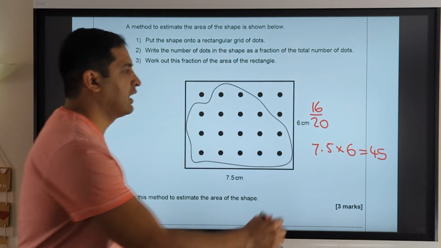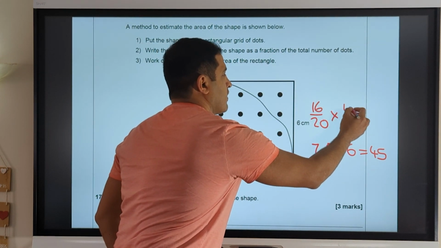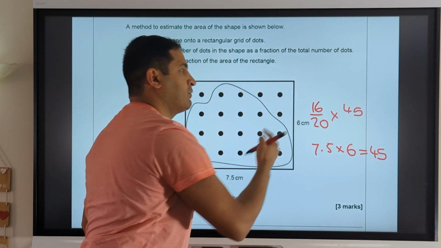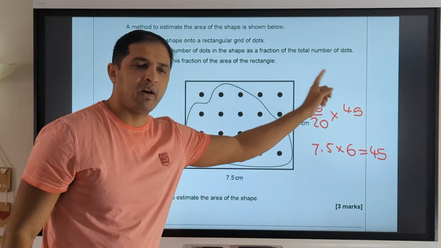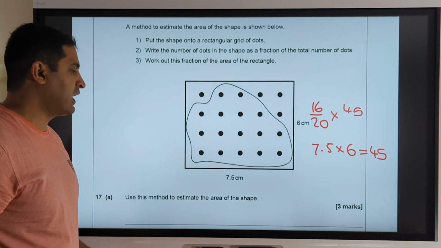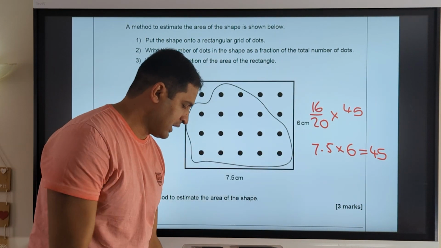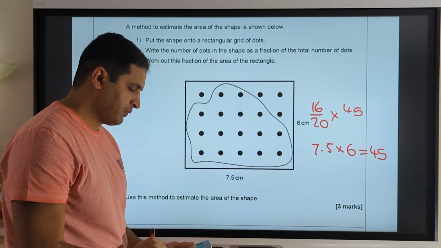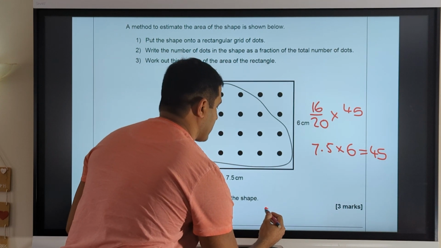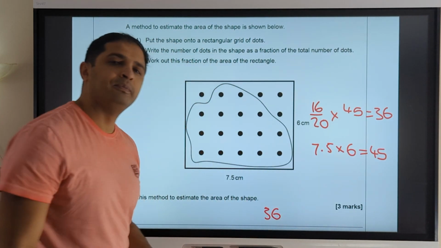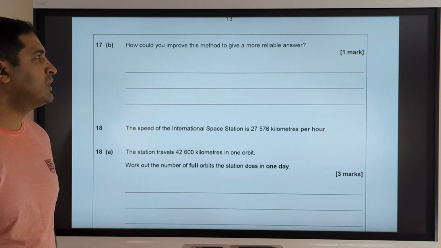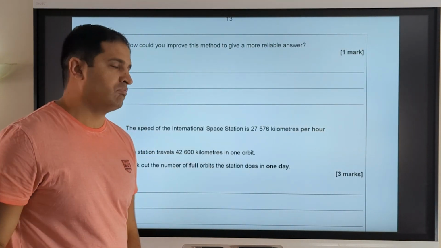So we're going to be doing 16 out of 20 multiplied by 45. So you get 1 mark, and when you do the final answer and work out the estimated answer to that, will give you that 4th mark. So we should have 36 as our answer.